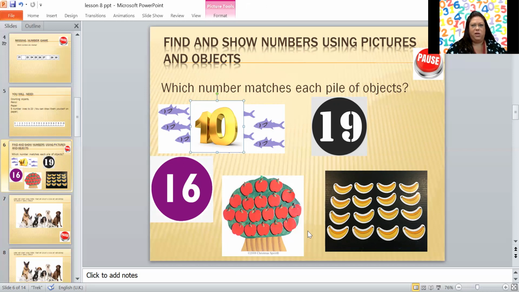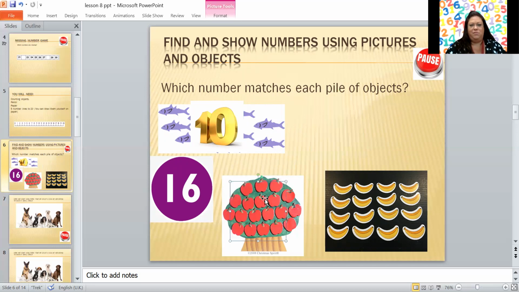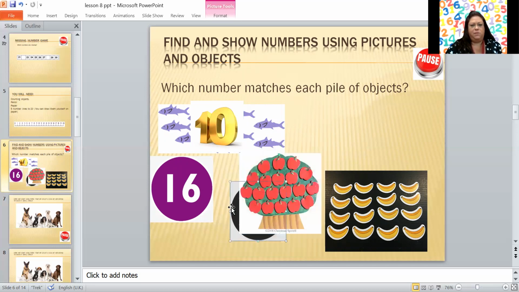It can be a bit tricky because a 6 and a 9 look a bit similar. They're just round different ways, aren't they? Is it this one? No, it's this one, isn't it? Well done. Now, I wonder which one's going to come next.